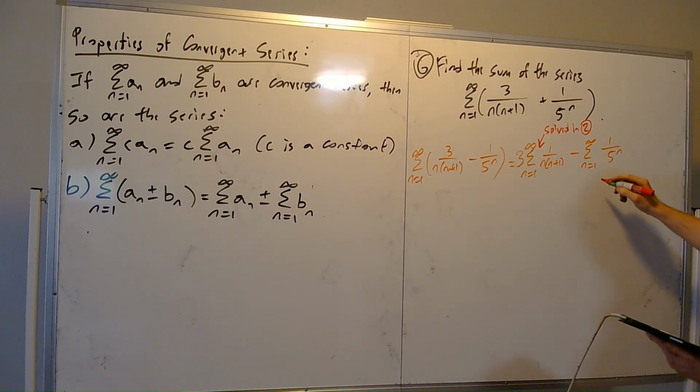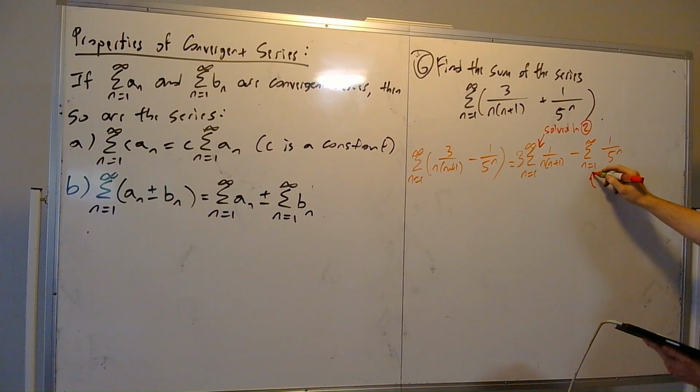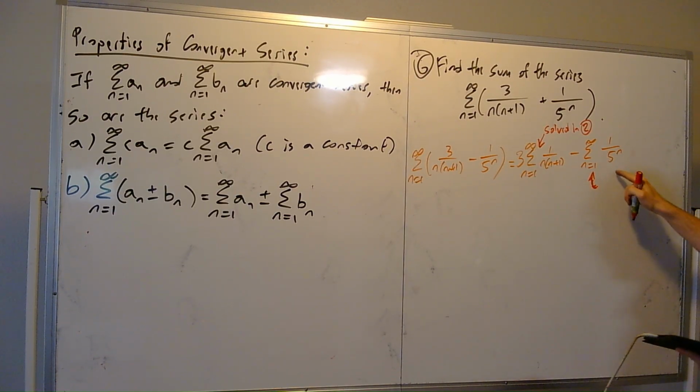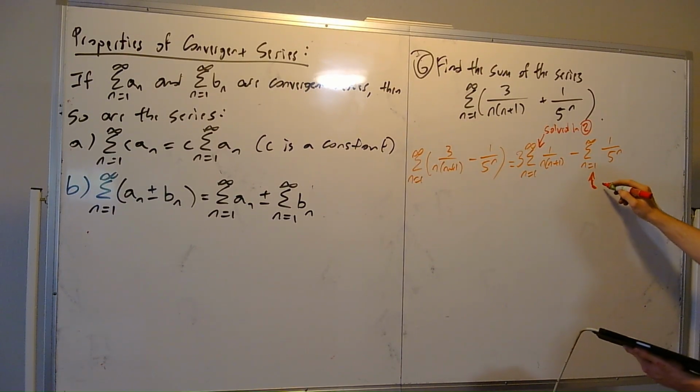And I'll say here that this is a geometric series. Your clue to whether it's a geometric series is whether you have something raised to the power of n. So that looks like it. It's probably going to be a geometric series, and it turns out it is. So it's a geometric series.